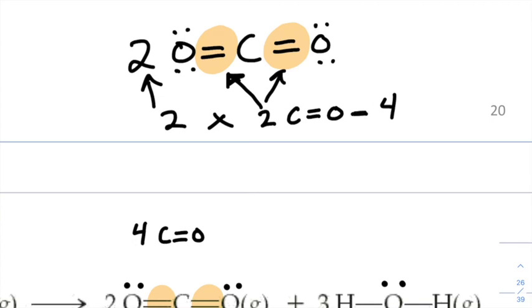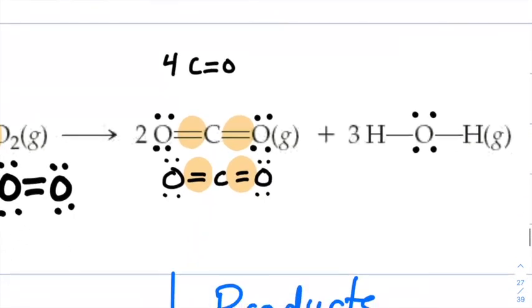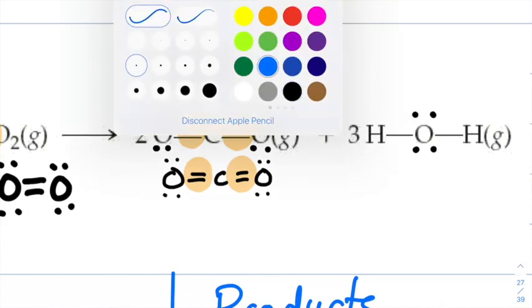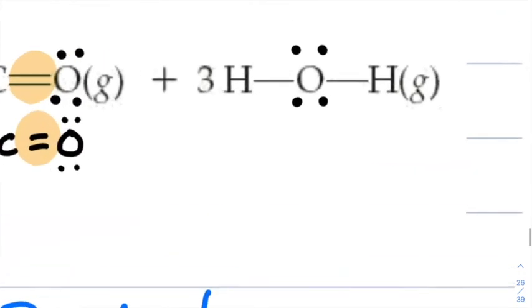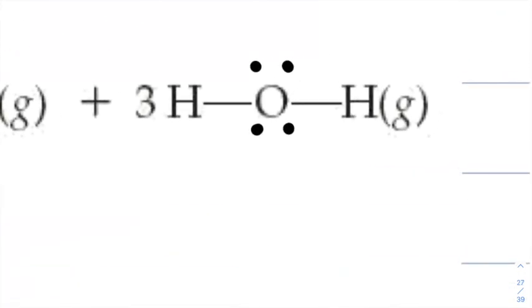I'm going to use an arrow just so we don't confuse our double bond and our equal sign. That is 4 carbon oxygen double bonds. So whether you want to do it by the multiplication or by actually counting up the bonds, either way you come to 4 carbon oxygen double bonds. So right over here, I'm going to say 4 carbon oxygen double bonds. Next up, we're looking at the water molecule.